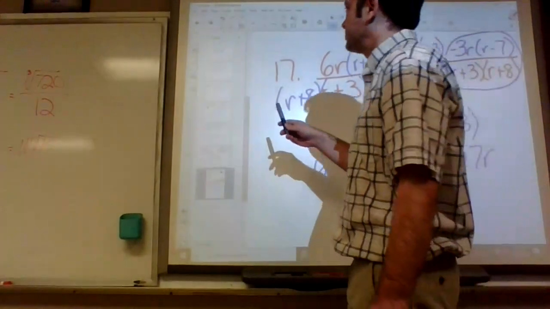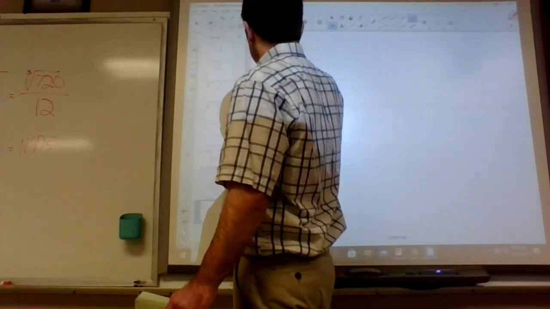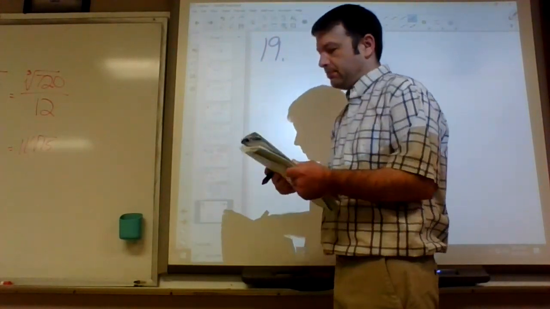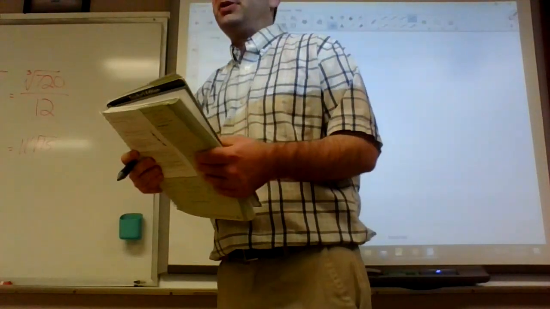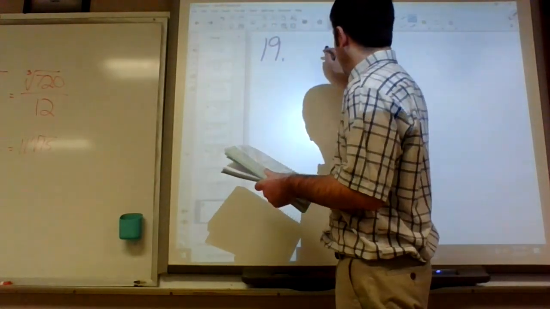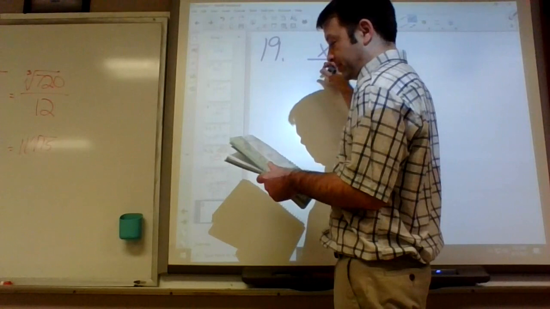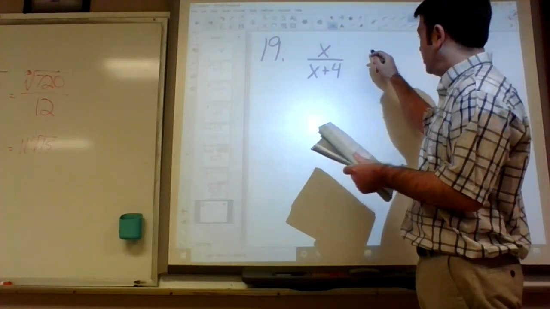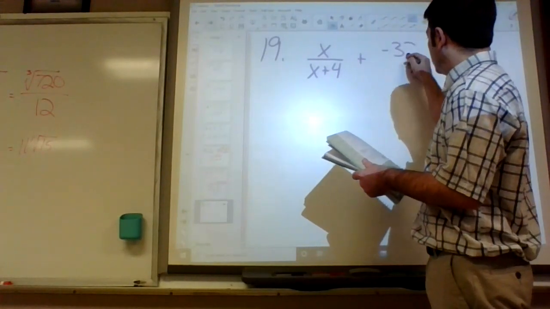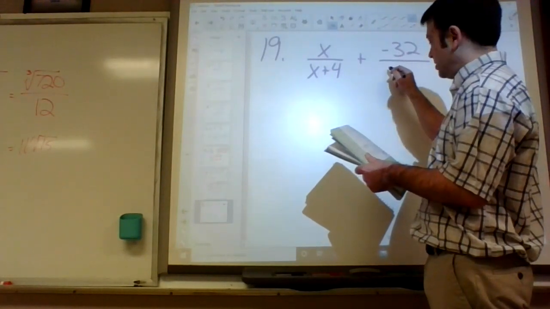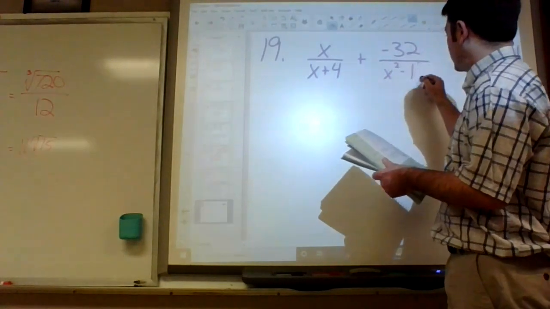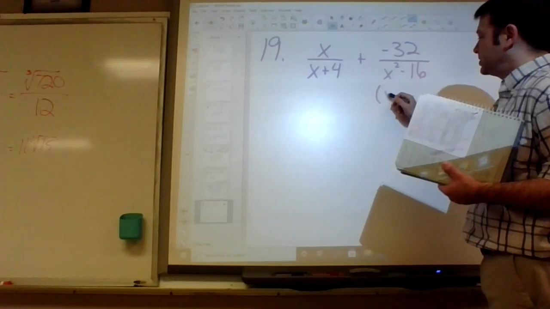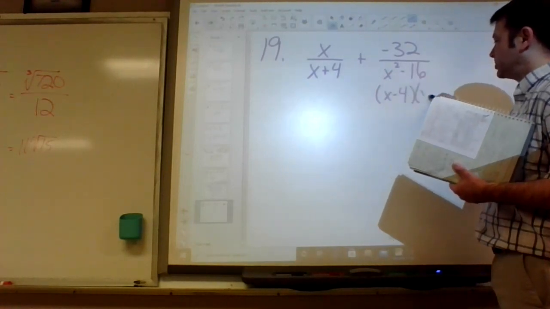Number 19. I'm noticing something about one of the denominators on 19. You guys notice something about one of those denominators? X squared minus 16. It's a square minus a square. X squared minus 16 is the same thing as x minus 4 and x plus 4.